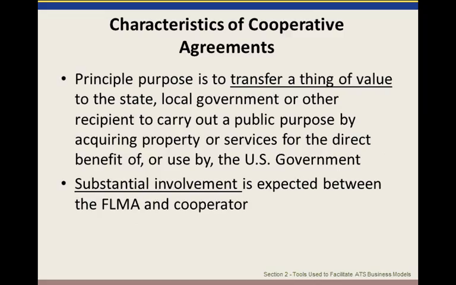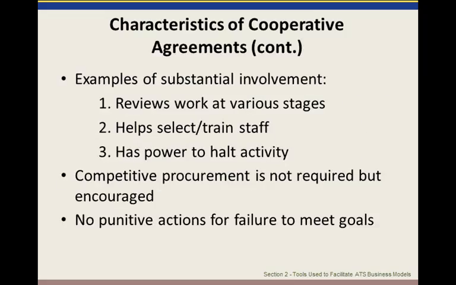So the first, the cooperative agreement, is used when the principal purpose is to transfer a thing of value to the state, local government, or another recipient to carry out public purposes when it's for the direct benefit of the government. And the cooperative agreement is also used when substantial involvement is anticipated between the FLMA and the cooperator.